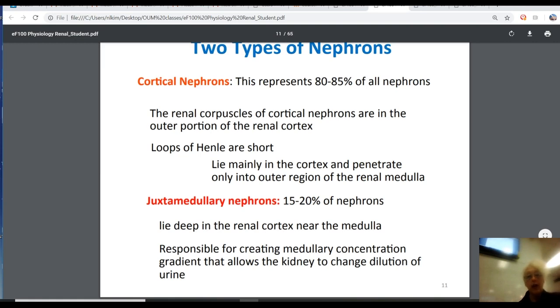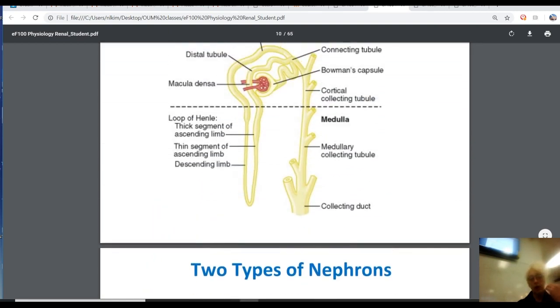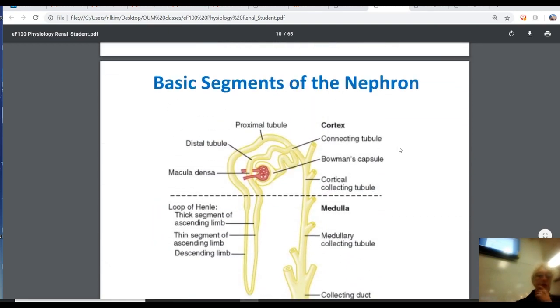So your cortical nephrons represent 80 to 85%. The cortical nephrons are those nephrons that sit at the most exterior; I don't want to say they're interior, but they're more distal from the actual renal pelvis. And then, of course, your juxtamedullary nephrons are kind of right on the cusp.